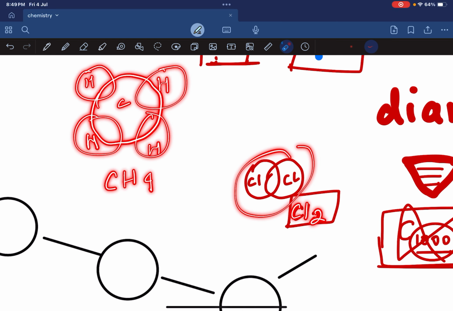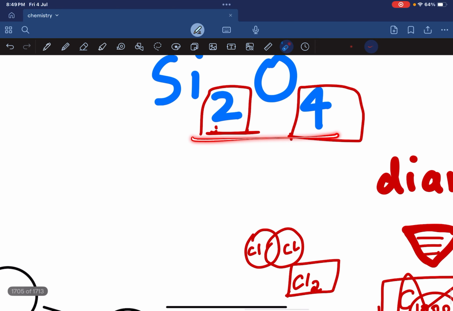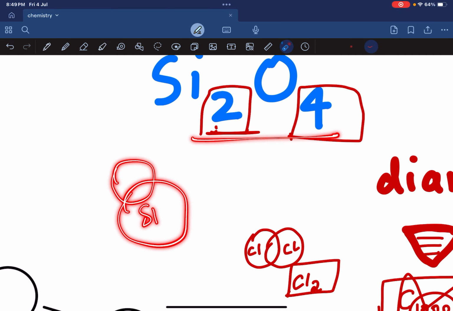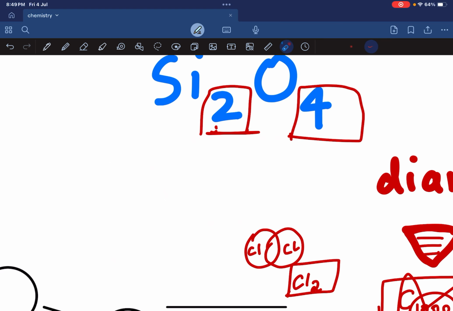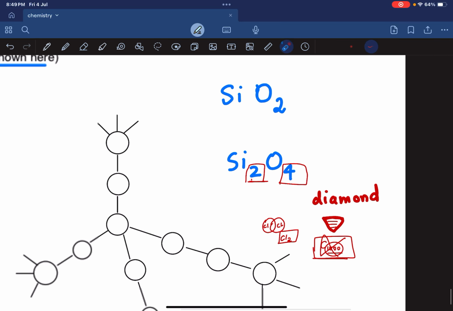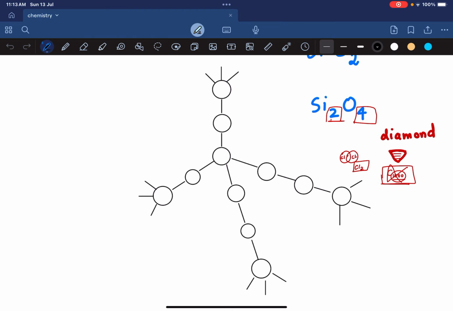But for giant covalent structures, Si2O4 does not mean that you have 1 silicon and 4 oxygens. That's going to be incorrect. So it's just a ratio. We have to take care of one thing: 1 silicon has to be connected to 4 oxygens, whereas 1 oxygen has to be connected to 2 silicons.